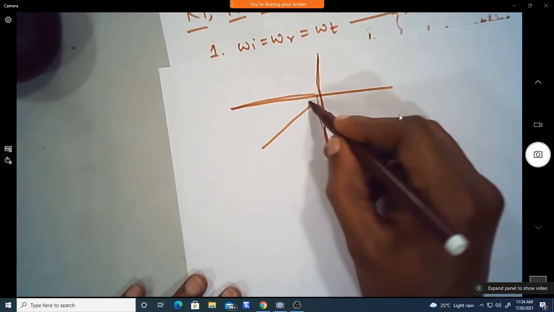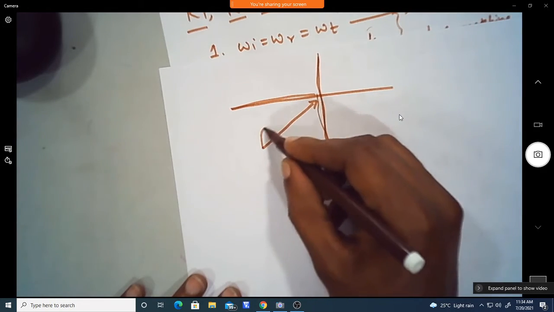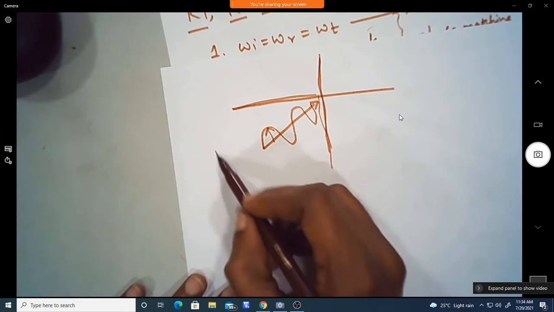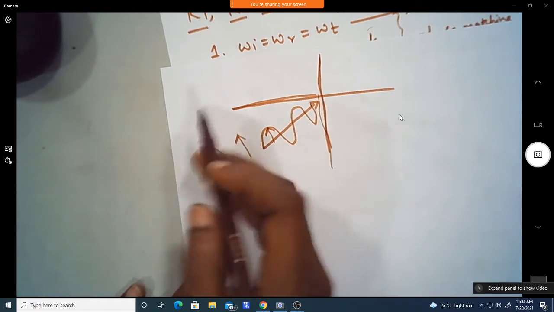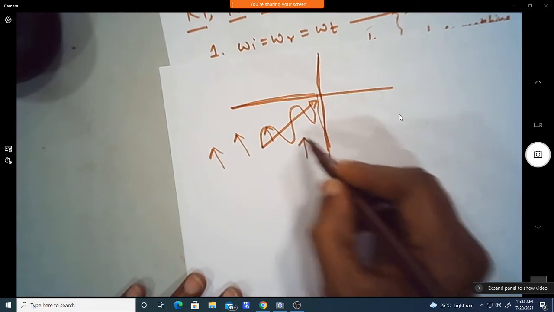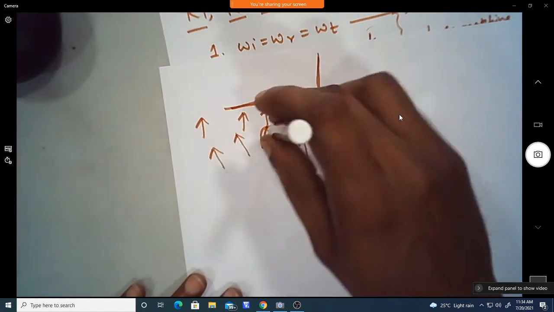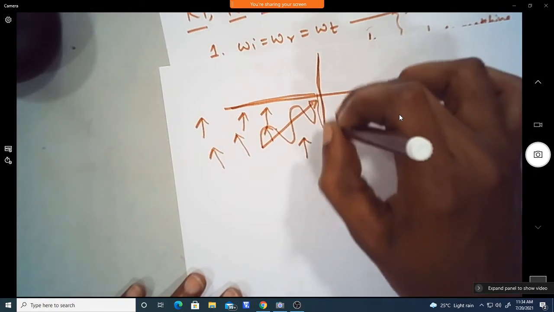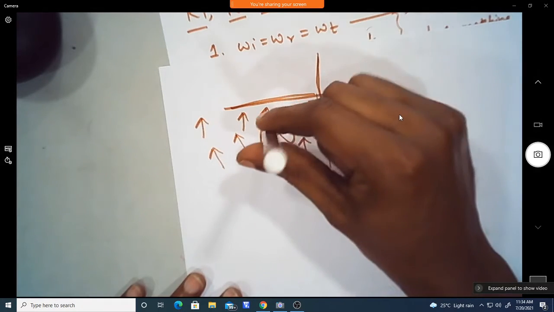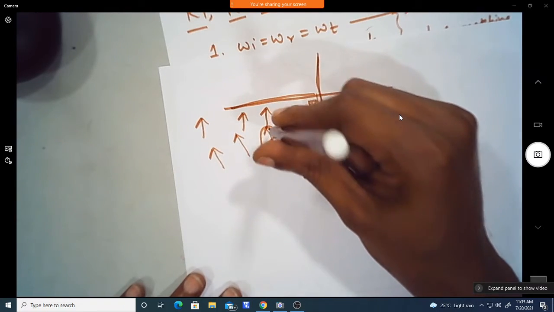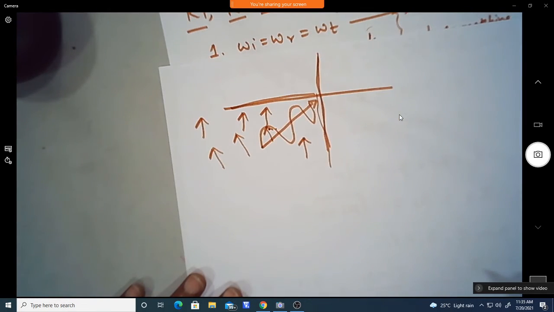Now if I incident the wave like this, the wave is propagating like this. This electric field direction should always be parallel to this plane. That is parallel polarization. Perpendicular means that if this is the plane, the electric field should be perpendicular to it, that is normal to this. So that is perpendicular polarization.